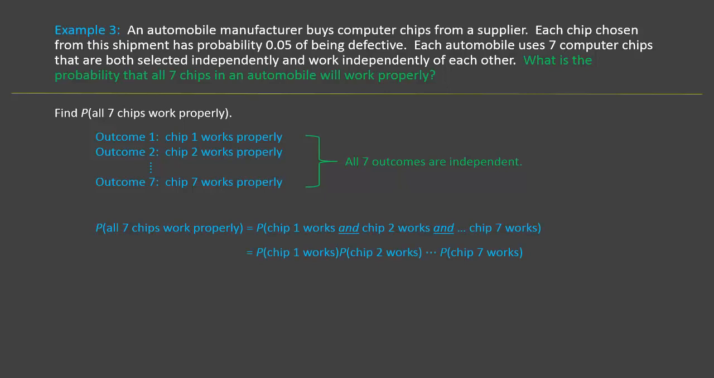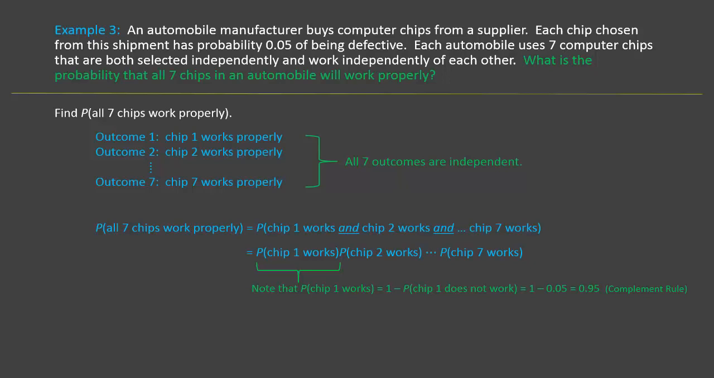Since all 7 of these outcomes are independent, using the multiplication rule, we multiply all 7 of the individual probabilities together. But what is the probability that any one of the chips works? In the problem up above here, it states that each chip chosen from this shipment has probability 0.05 of being defective. We don't want the probability that the chip is defective, we want the probability that it's not defective. So note that the probability that chip 1 works is equal to 1 minus the probability that chip 1 does not work, which is 1 minus 0.05 or 0.95. That's from the complement rule.